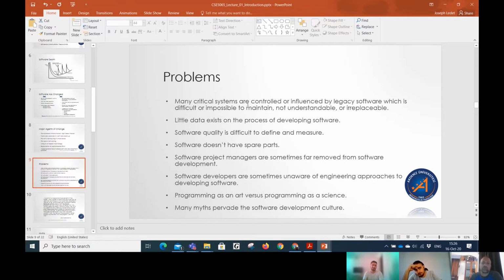Okay, so that's one big problem: these older systems, these old large systems, many of them control very important things. I mean, yeah, you think government systems are going to control lots of important things, right? And so we have to try to maintain them, and if they're not understandable or replaceable, then that could cause major problems.